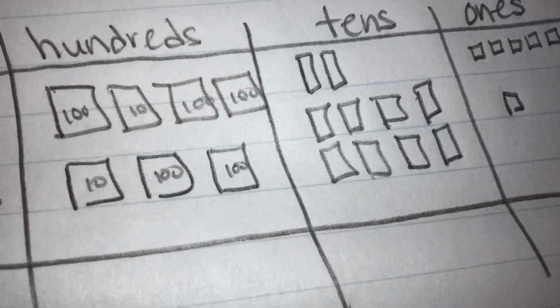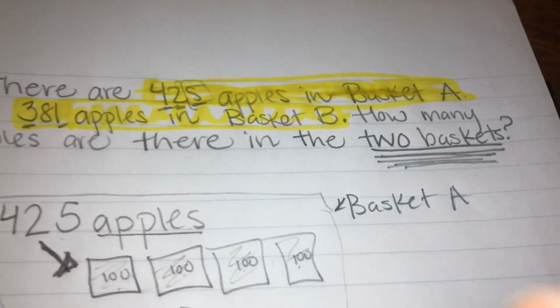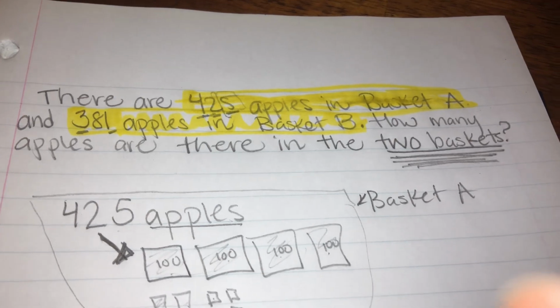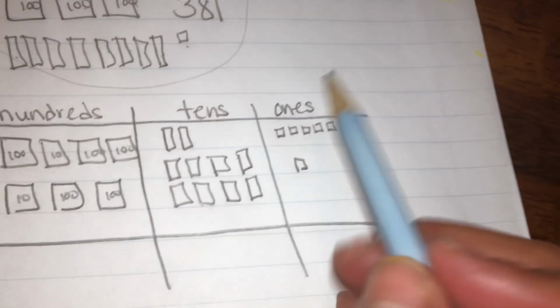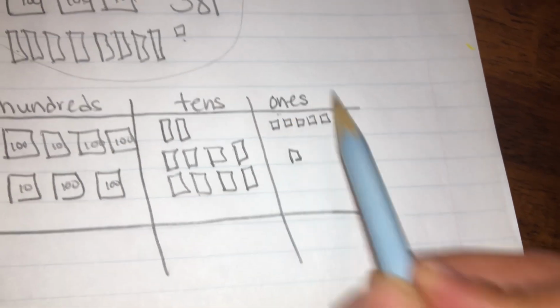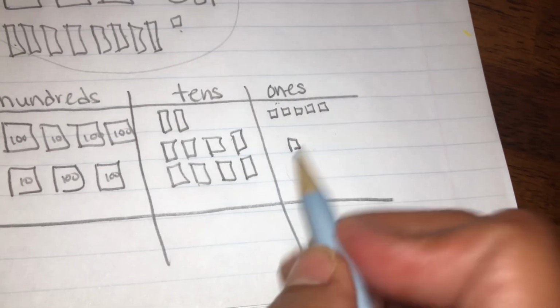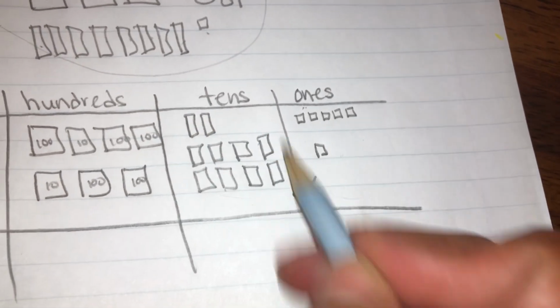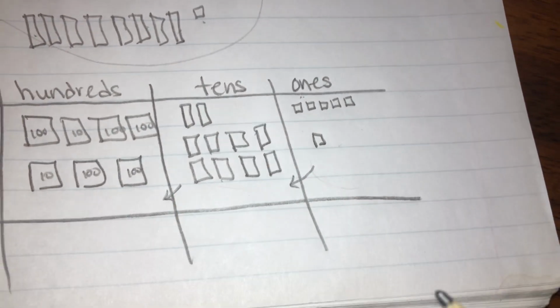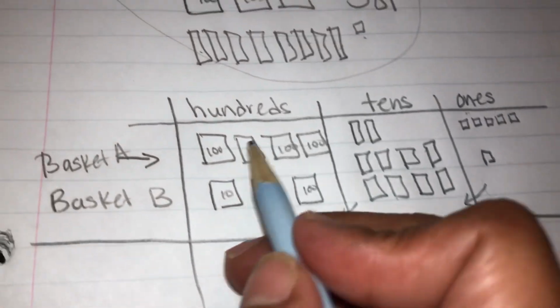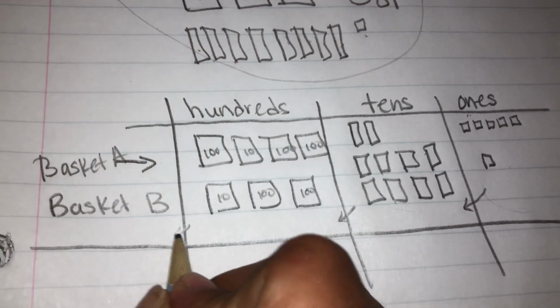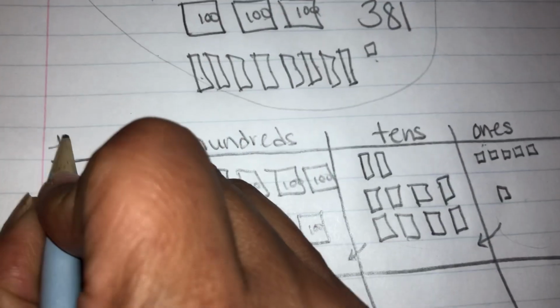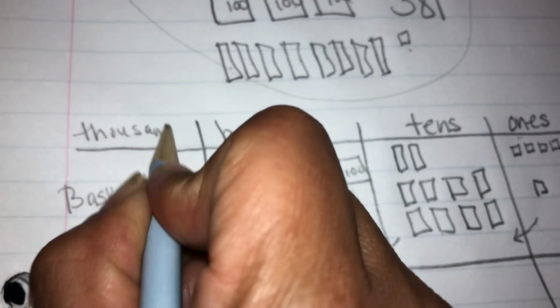Okay. Then we add it together because our goal is to figure out how many apples there are in the 2 baskets. Okay, so we start with the ones. Now, why do we start with the ones? Because if we get 10 ones, we can trade that for a 10. If we get 10 tens, we can trade that for 100. And if we get 10 hundreds, we could trade that for thousands. Sometimes we need to add thousands.